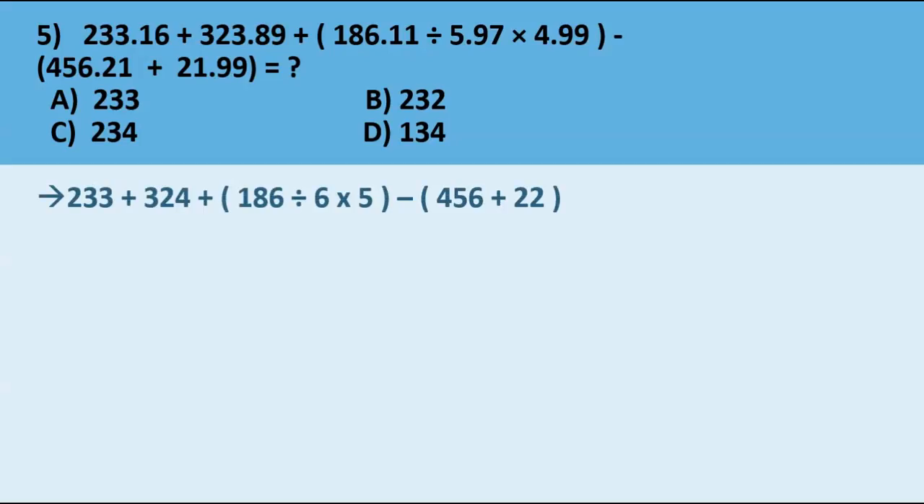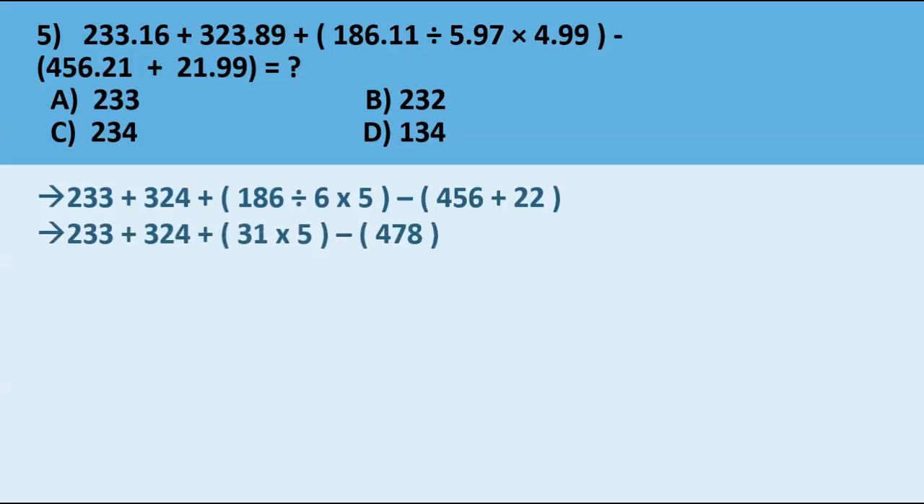As usual, we round the decimals to the nearest integers. So by doing so, our equation reduces to 233 plus 324 plus 186 divided by 6 into 5 minus 456 plus 22. Our next step is to evaluate the terms in the brackets. So evaluating the terms in the bracket, we carry out the division of 186 and 6. Doing that, we get 31 as our answer.